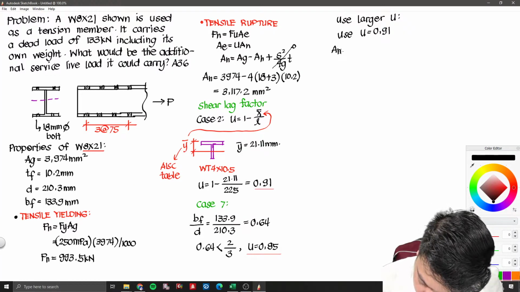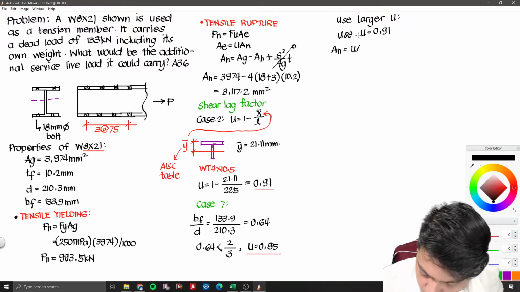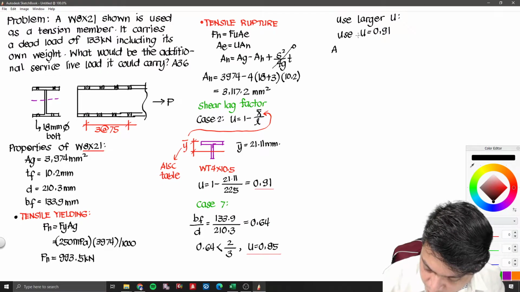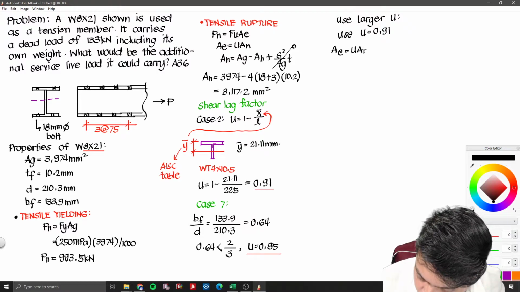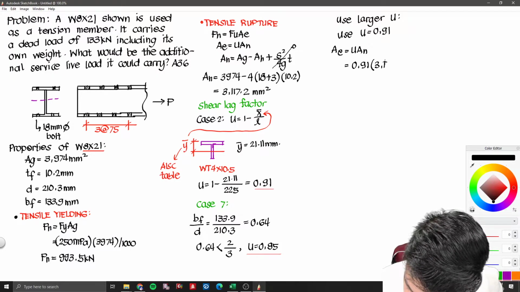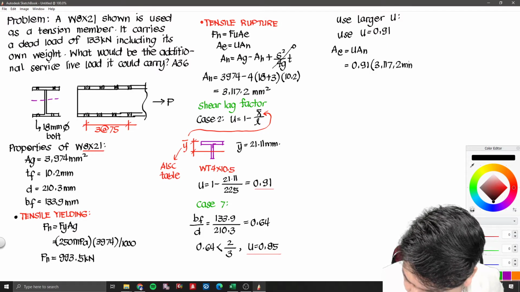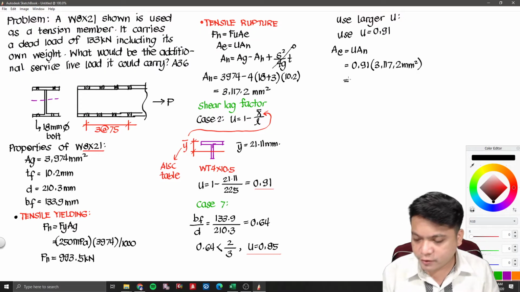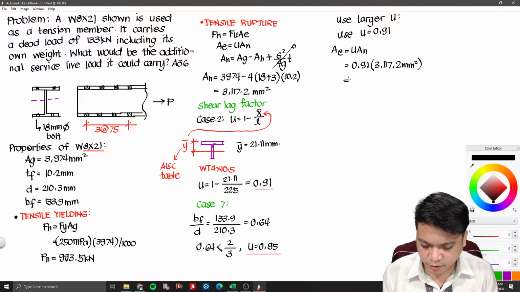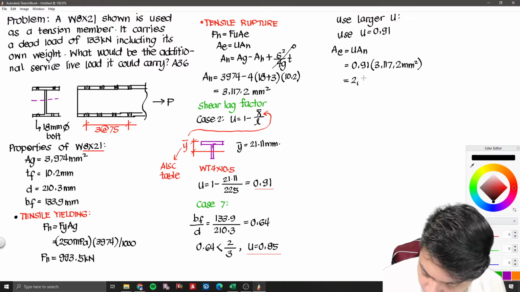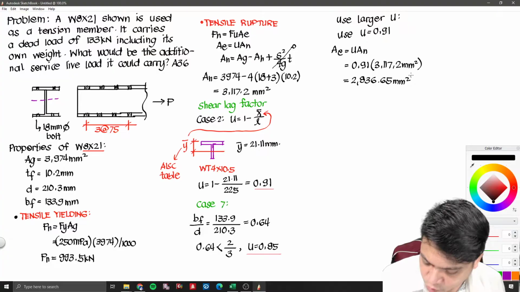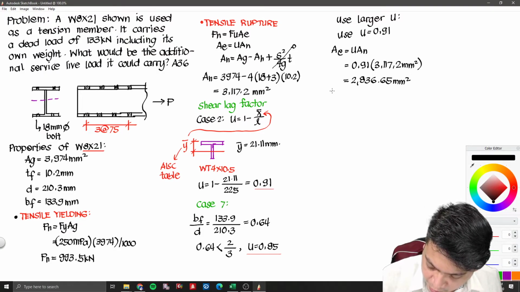Now, we will be having here for the AN. Let's solve for the AE, equals to U multiplied by AN. So, that is 0.91, and the AN natin is 3,117.2 mm squared. So 0.91 times 3,117.2, that's around 2,836.65 mm squared.